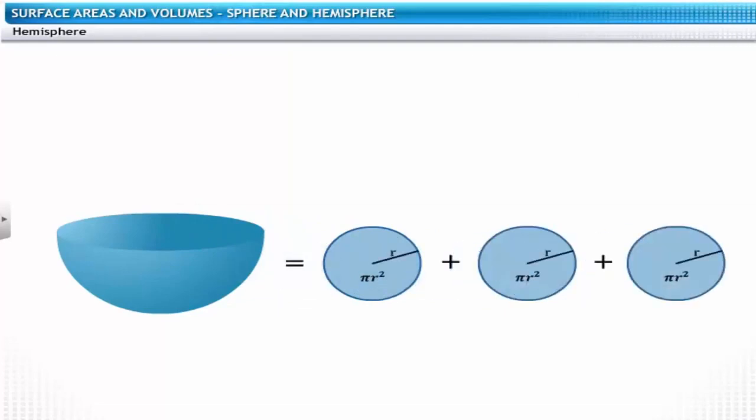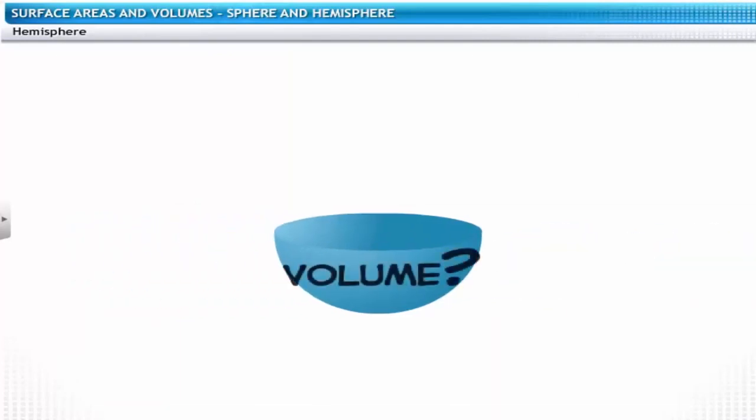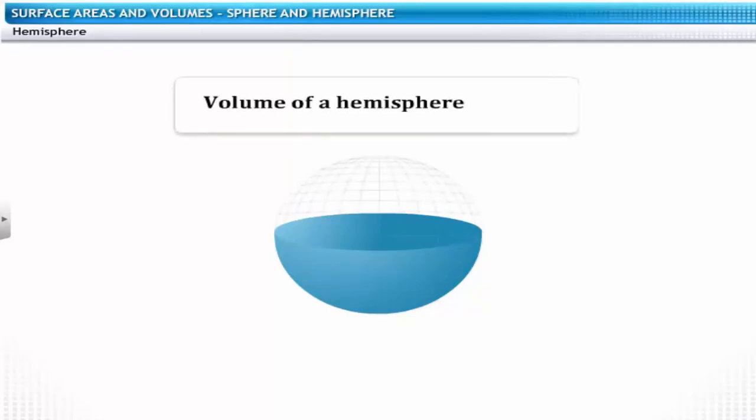Now, let's calculate the volume of the hemisphere. Since the hemisphere is exactly half of the sphere, it follows directly that the volume is half the volume of the sphere. That is, 2 by 3 pi r cubed.